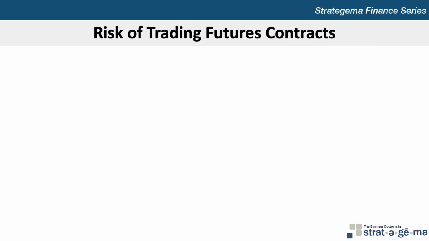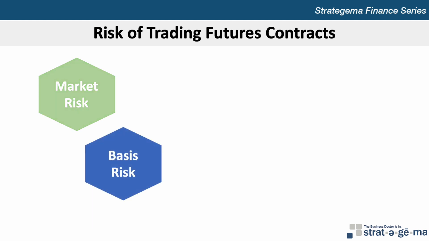Now let's consider the risk of trading futures contracts. Market risk refers to fluctuations in the value of the instrument as a result of market conditions. Firms that use futures contracts to speculate should be concerned about market risk. Basis risk is the risk that the position being hedged by the futures contracts will not be affected in the same manner as the instrument underlying the futures contract. This type of risk applies only to those firms or individuals who are using futures contracts to hedge.